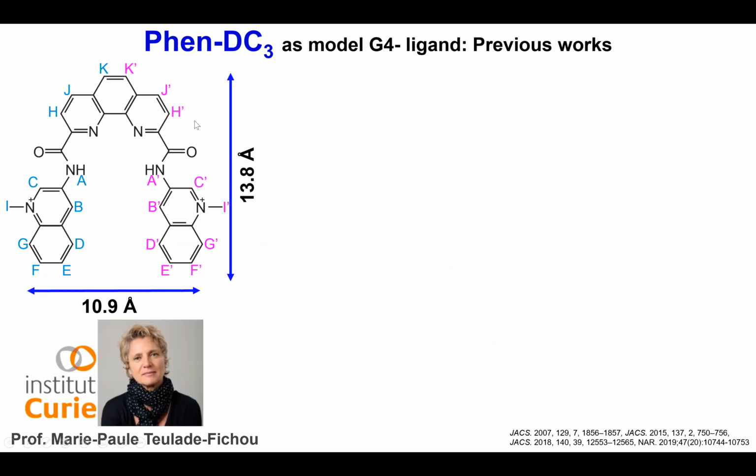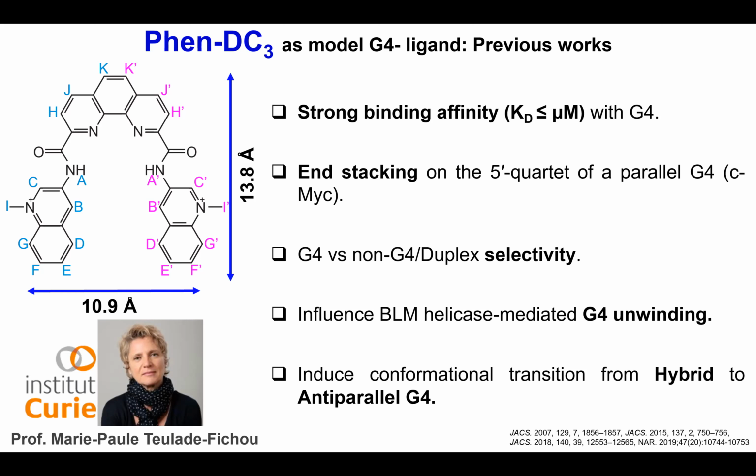She gave us this beautiful small molecule. We will call it PhenDC3 from now onwards. If you see this molecule, it is a planar molecule with two large aromatic moieties. One is the phenanthroline moiety, stabilized by these two arms. And this molecule is known to bind in an end-stacking mode on the 5' quartet.